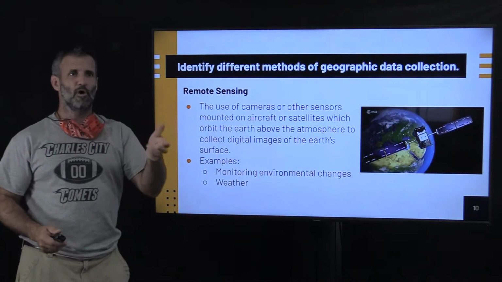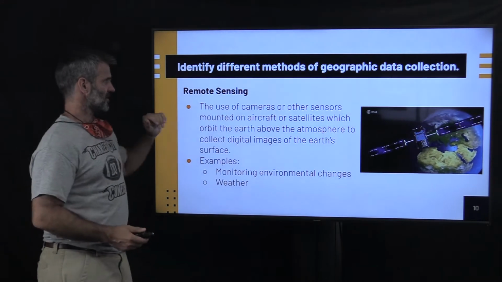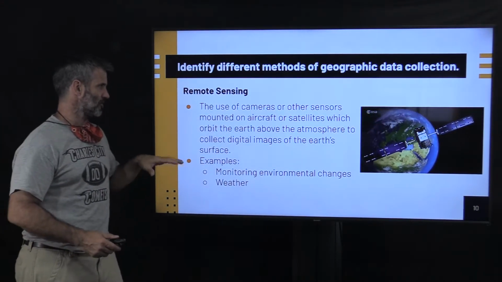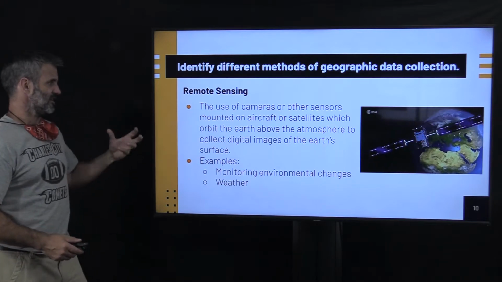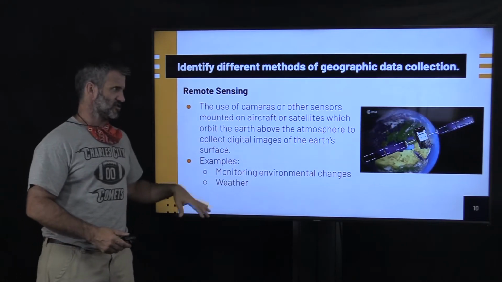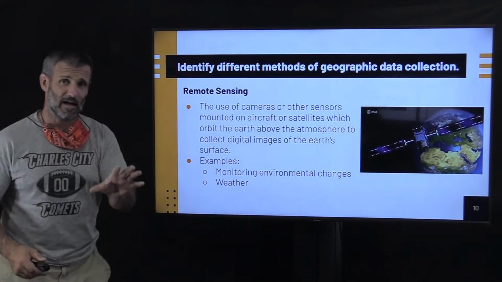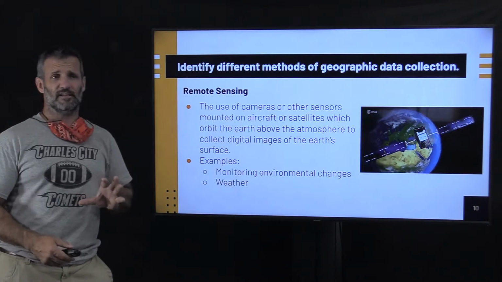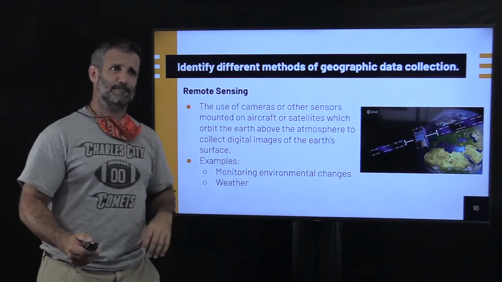All right, remote sensing. Cameras or other sensors mounted in aircraft and satellites orbit the Earth, above the atmosphere, to collect digital images of the Earth. Environmental changes, weather, cloud pollution going on in different countries. All of those things are remote sensing.